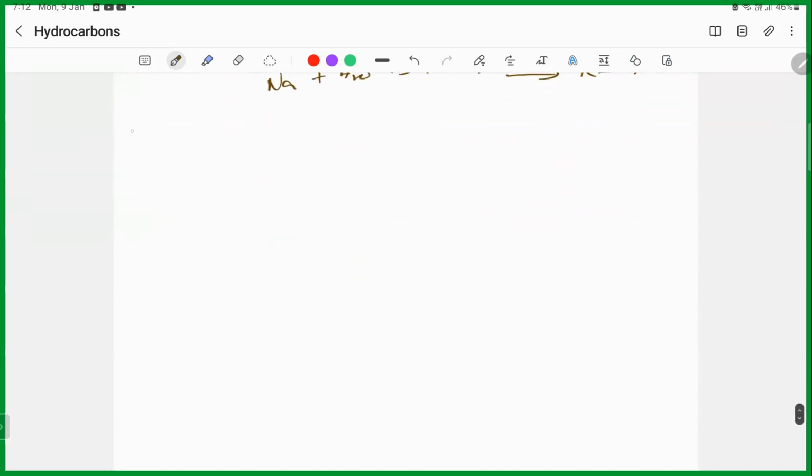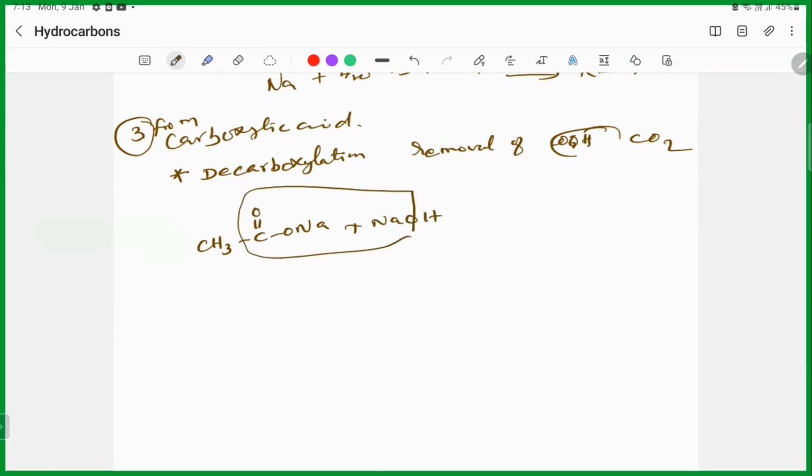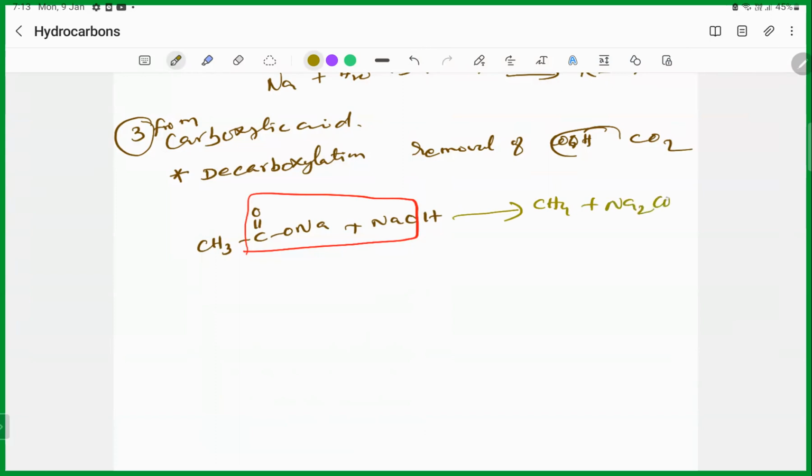And then you can prepare alkanes from carboxylic acid. From carboxylic acid, there are two methods. One is decarboxylation. Decarboxylation means you have to remove CO2 from the COOH, so that you can remove it as CO2 gas. Okay. So when you have CH3COONa, sodium acetate, in presence of sodium hydroxide, this will be removed as CH4 plus Na2CO3. You will get methane.